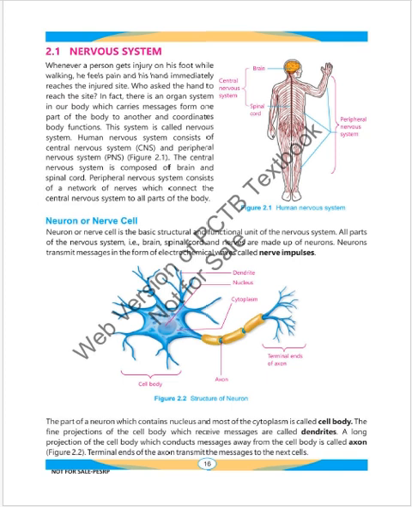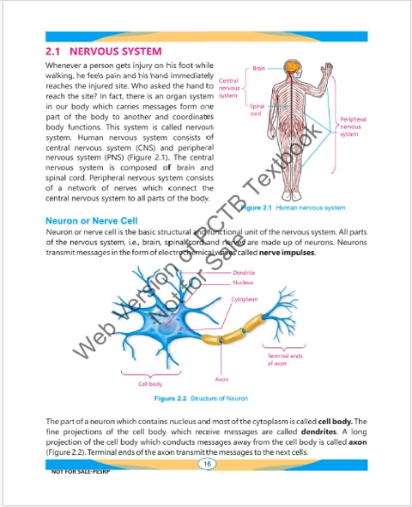The human nervous system consists of the central nervous system and the peripheral nervous system, as shown in figure 2.1. The central nervous system consists of the brain and spinal cord, while the peripheral nervous system consists of a network of nerves which connect the central nervous system to all parts of the body.